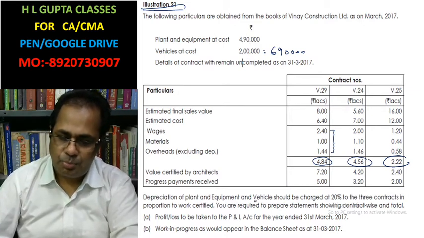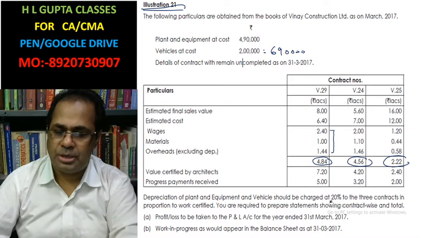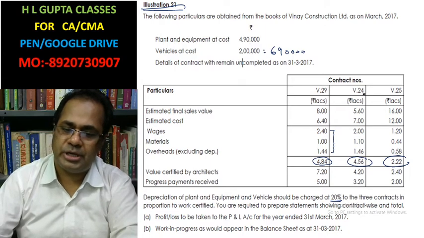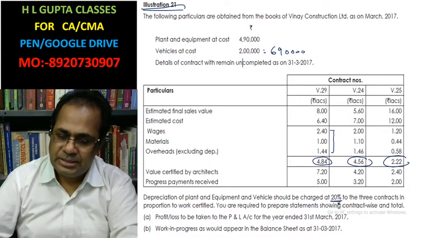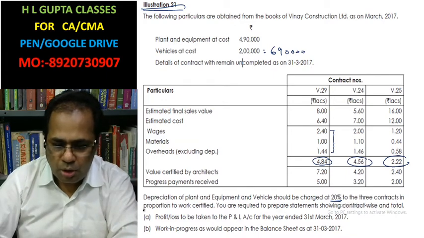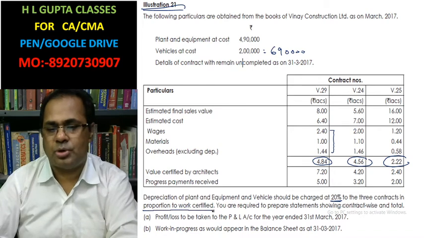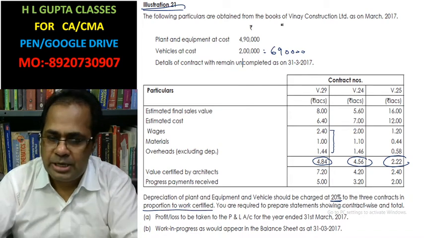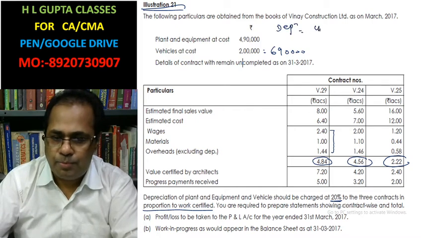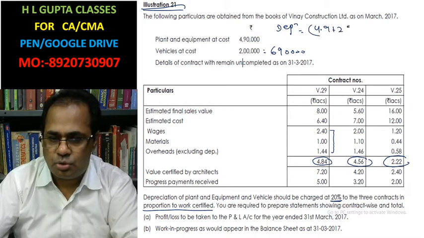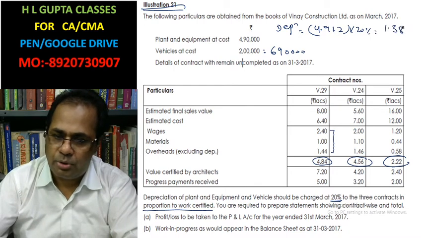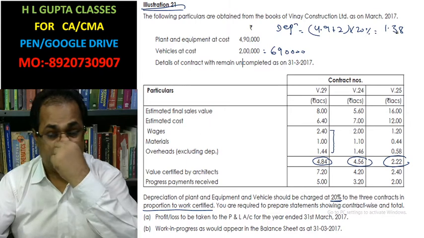Depreciation of the plant and equipment and vehicles should be 20%. The plant and vehicles are used for the three different contracts, in the proportion of work satisfied. What this is saying is that you have to calculate depreciation, that is 4.9 plus 2, and 20% of that will be 1.38. This information is in lakhs.